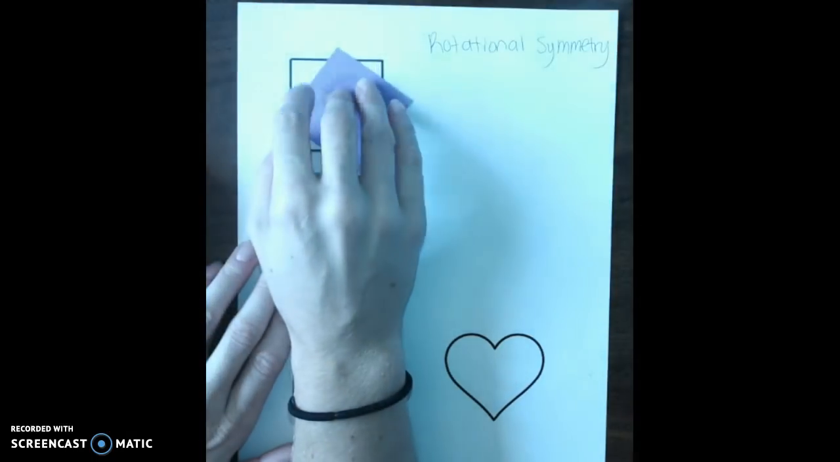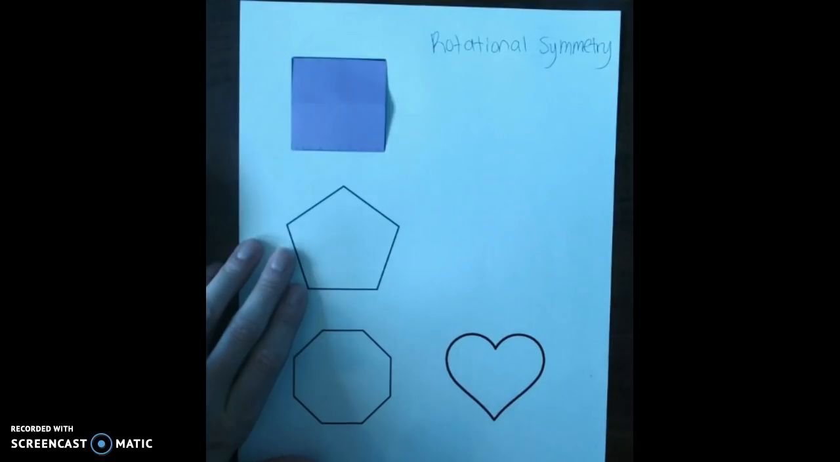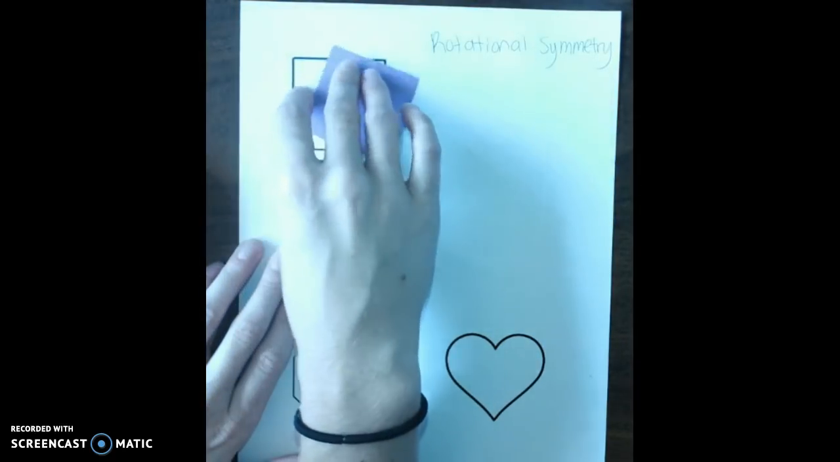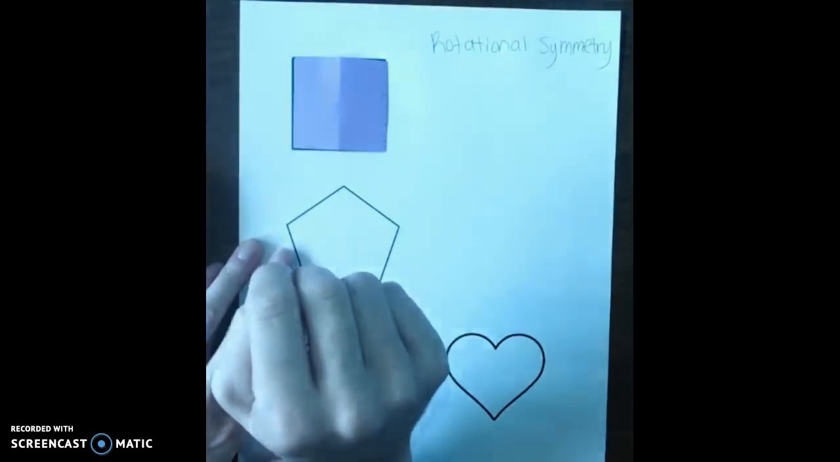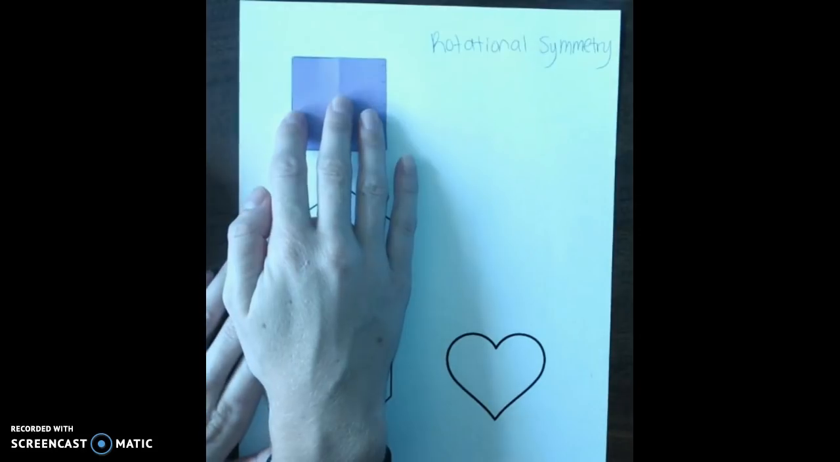I could rotate it again, a quarter turn or 90 degrees, and again it has rotational symmetry. It maps back onto itself. And I could do another quarter turn or another 90 degrees, and it maps onto itself. So this figure does have rotational symmetry.